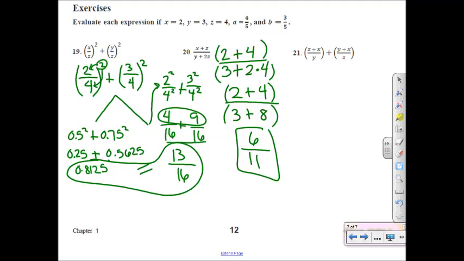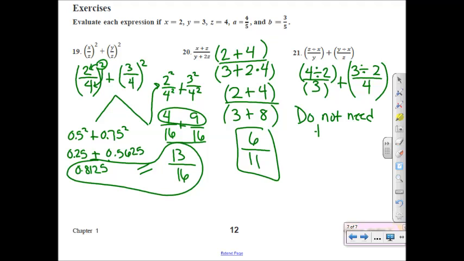And the last problem, we are just going to set up. We will not solve it. So z is 4 divided by x is 2 all over y is 3 plus y is 3 divided by x is 2 all over z is 4. You do not need to solve. And that is the backside of the worksheet that we did in class.